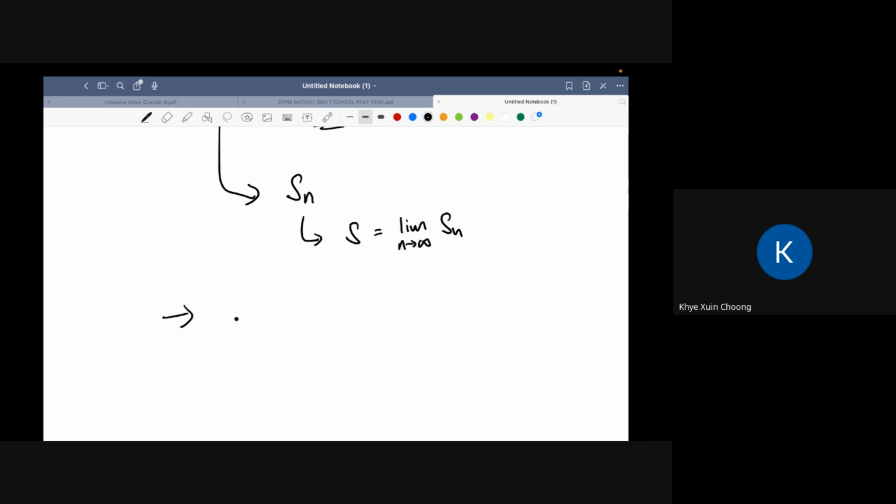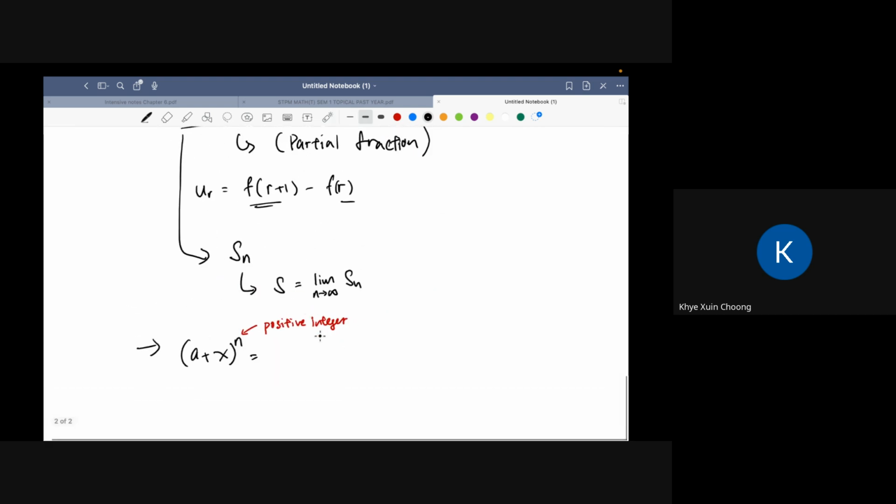Just for the binomial theorem, if you have (a + x)^n, where n is a positive integer, then you have one formula. If n is a positive integer, then this a and x can be anything. Just add the two together, then you can use your binomial theorem to expand it. If you use the binomial theorem to expand it, you should get the formula.